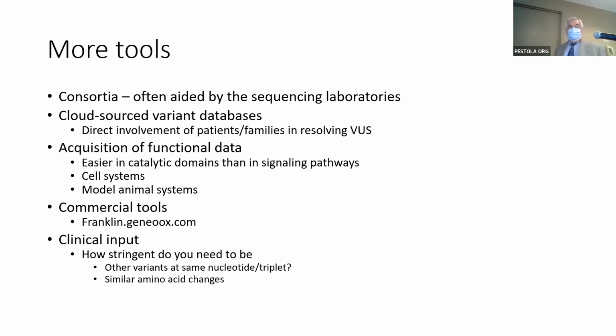Okay. We'll try getting functional data. That's easier if your sequence variant is in the catalytic domain, i.e. an enzyme works, doesn't work, works too well, than it is in a signaling pathway. Endocrinology, yeah, he's got too many signaling pathways. Cell systems. You put the variant into a cell system, expressed normally versus overexpressed, makes a difference. See what happens. Does the cell phenotype show something not localized right, not tracked right, so that you can do that. Or back to the animal model systems. There are some commercial tools.